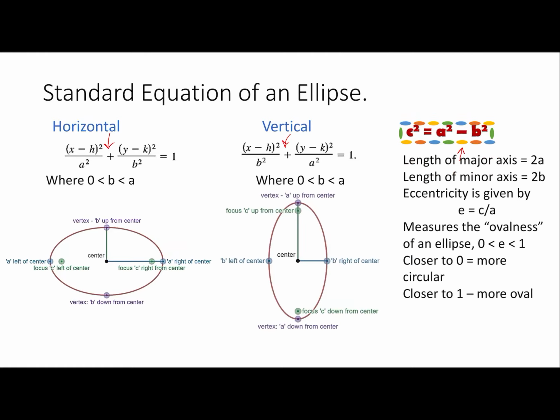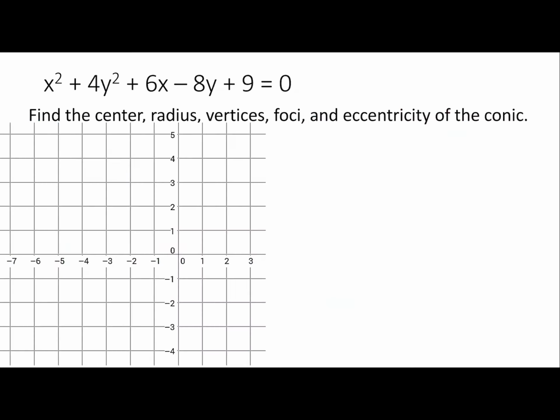Eccentricity is given by e equals c over a, and that is going to measure how oval your ellipse is. Eccentricity is always between 0 and 1, and we're going to take that number that we found by subtracting a squared minus b squared, take the square root of it and divide it by a to find the ovalness. If something is closer to 0, it's more circular. There's not much difference between a squared and b squared. If it's closer to 1, it's more oval.